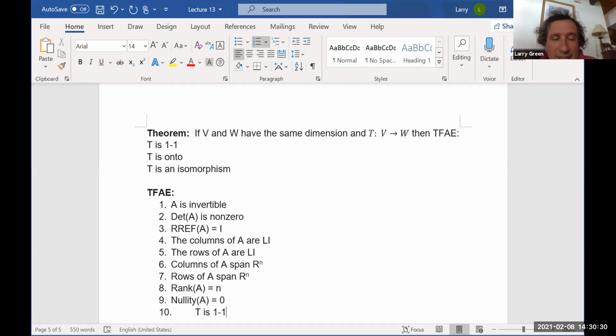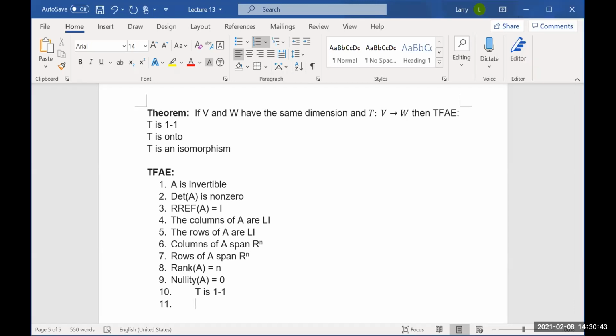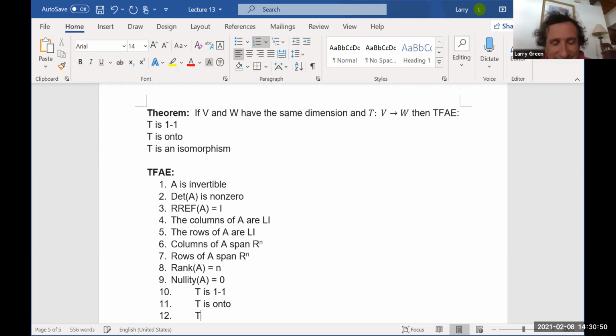T being the linear transformation of A. Can you give me a couple more? Now that I've given you one, you should be able to give me 2 more. All you do is look on the same page. T is on 2, yep, T is on 2, and T is an isomorphism.